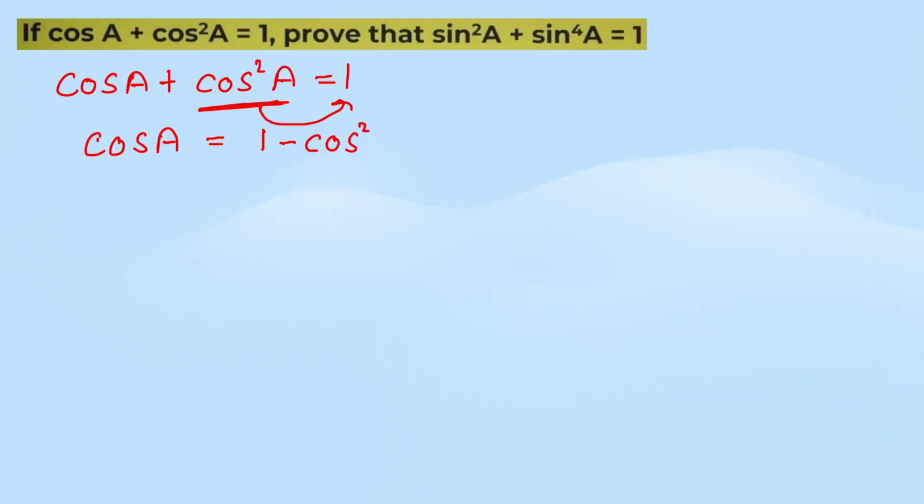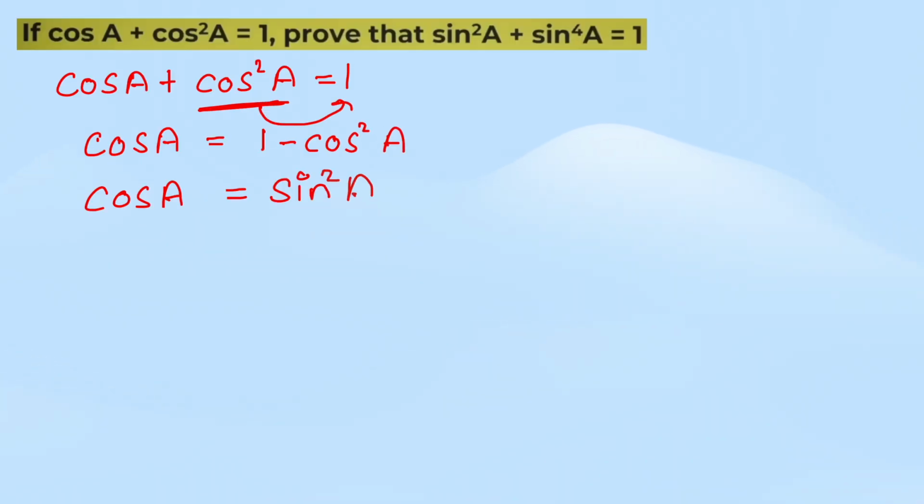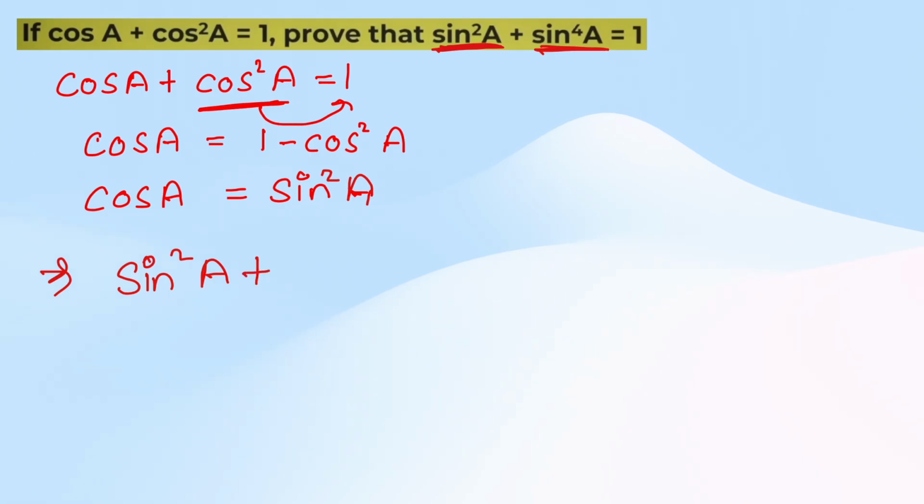It means cos A equals 1 minus cos square A, which is sine square A, right? Sine square A. This is what I got. Here sine square A is written and sine 4A. I have to find its value. What I have to find? Sine square A plus sine 4A.